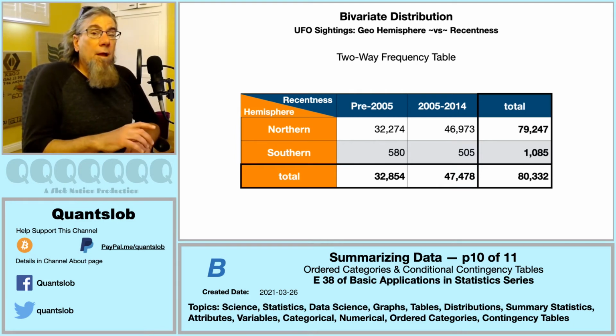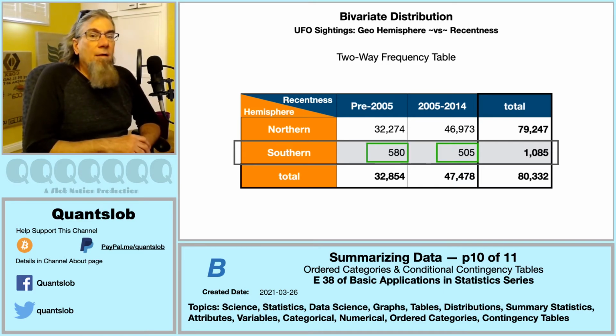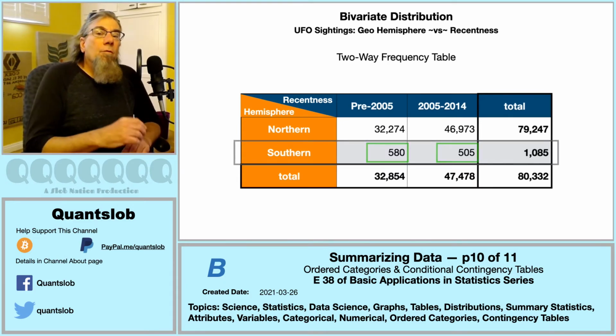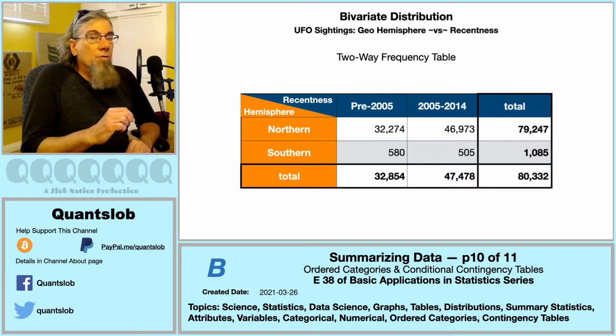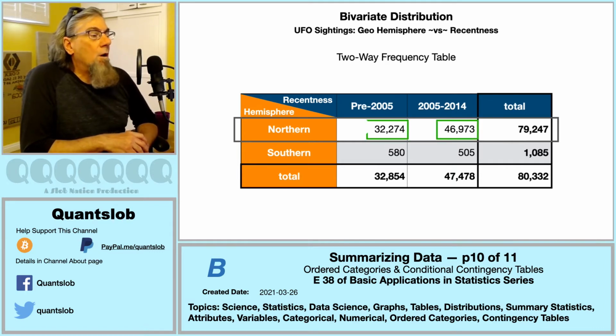So in the southern hemisphere, we can see there are fewer sightings after the beginning of 2005 than before. 505 is a little less than 580. Whereas in the northern hemisphere, the opposite is true. There are more sightings after the beginning of 2005 than before. 46,973 is more than 32,274.